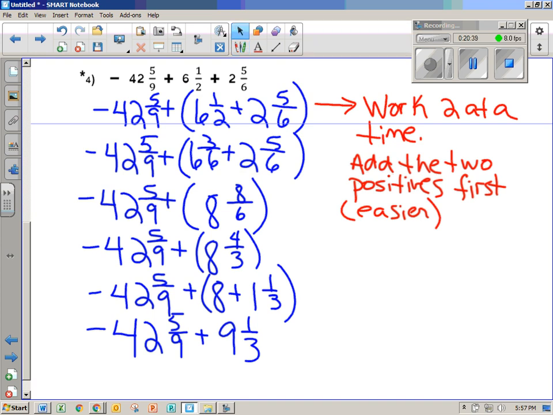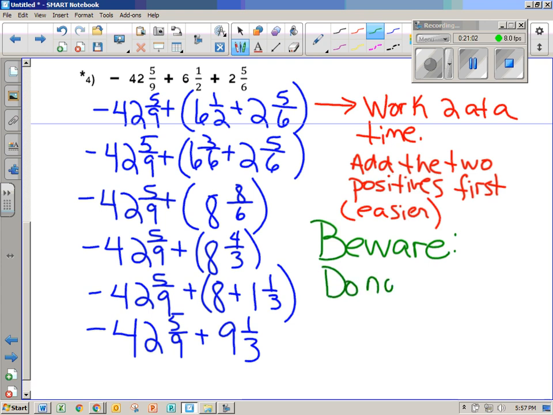Let's write one little note here, just kind of a beware. If you do decide to do things out of order, no matter what, this 42 5/9 has to be negative. So you have to be careful. Some of the problems could be a little more challenging, and we'll talk about that. But I'm just going to write here, do not ignore the signs of each term.